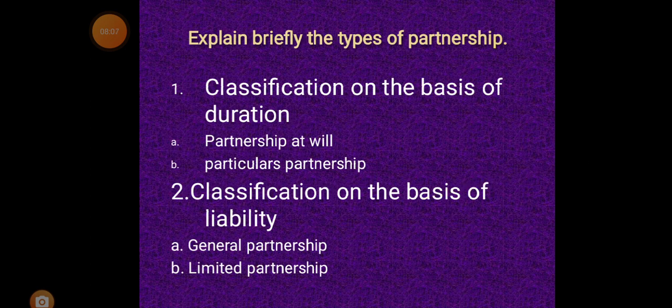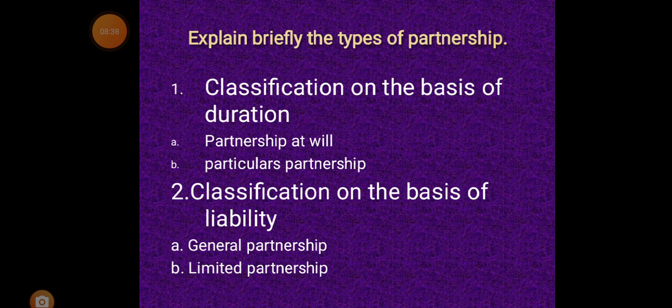If they ask, explain briefly the types of partnership, in the sense it is a business. Broadly it is classified into two sections. One, classification on the basis of duration, in the sense time. And the second one, classification on the basis of liability, in the sense how much they are going to borrow from the outsiders, whether it is limited or unlimited.